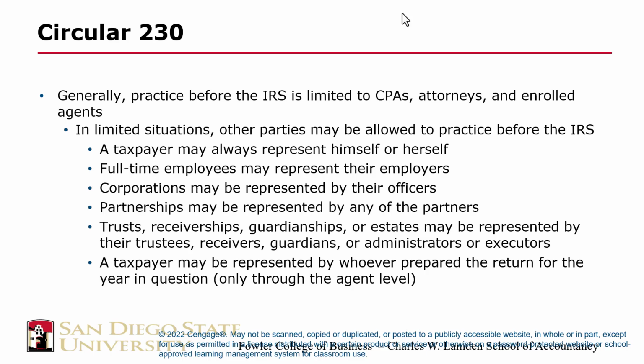In limited situations, other parties may be allowed to practice before the IRS. For example, a taxpayer can always represent themselves. Full-time employees can represent their employers, right? So you could be the tax director of a corporation and represent the corporation. Corporations can be represented by their officers, of course, that makes sense. A partnership can be represented by any partner. Trusts, receiverships, guardianships, and estates can be represented by their trustees, receivers, guardians, administrators or executors. So that's kind of like they're the head management of those particular types of entities.